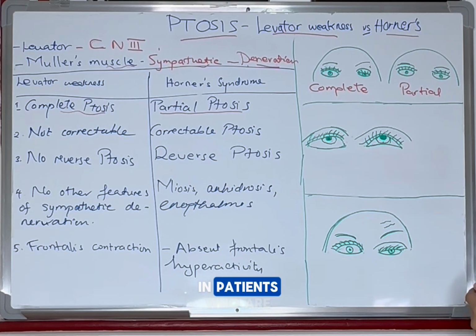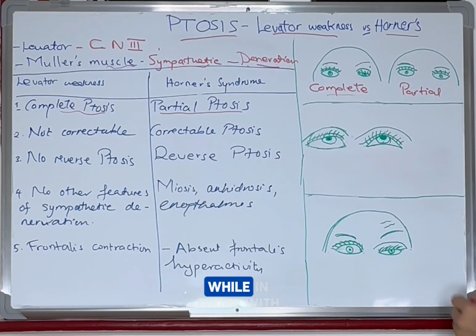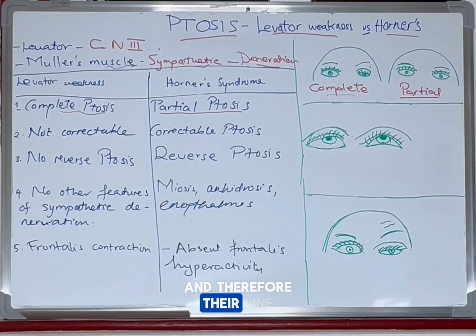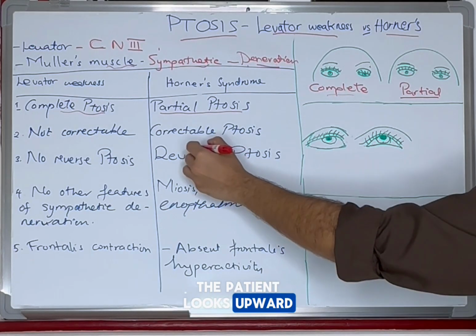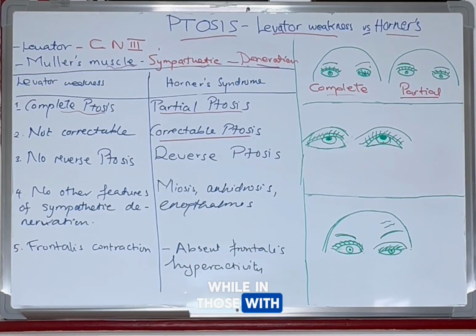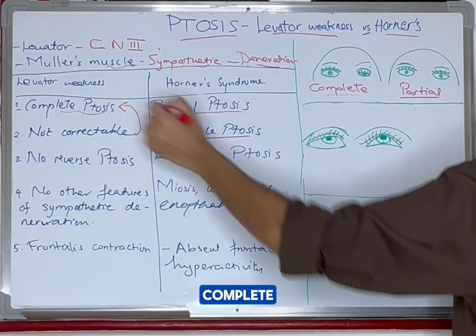Therefore, patients who have weakness of the levator have complete ptosis and their line of vision is obstructed, while in those with Horner's syndrome you have partial ptosis and therefore the line of vision is not obstructed. In patients with Horner's syndrome, the ptosis abates when the patients look upward, and therefore this is a correctable ptosis. While in those with levator weakness, the ptosis is usually not correctable. Again, this is because the ptosis is more complete.